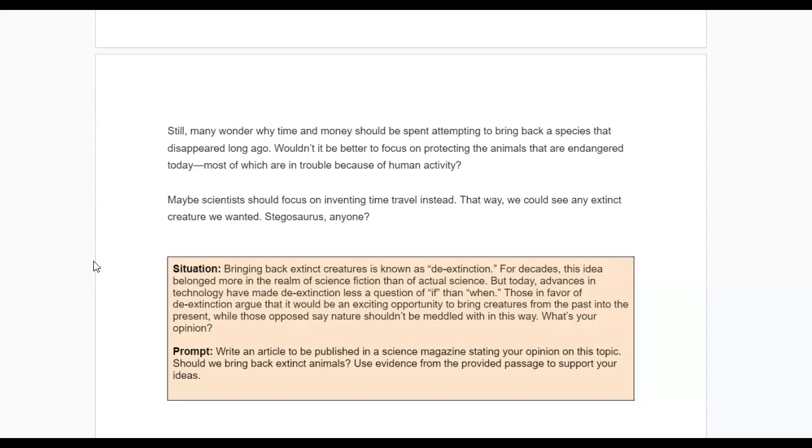Here is the prompt that I used when I was coming up with my sample on-demand answer to this passage. Bringing back extinct creatures is known as de-extinction. For decades, this idea belonged more in the realm of science fiction than of actual science. But today, advances in technology have made de-extinction less a question of if than when. Those in favor of de-extinction argue that it would be an exciting opportunity to bring creatures from the past into the present, while those opposed say nature shouldn't be meddled with in this way. What's your opinion? Write an article to be published in a science magazine stating your opinion on this topic. Should we bring back extinct animals? Use evidence from the provided passage to support your ideas.